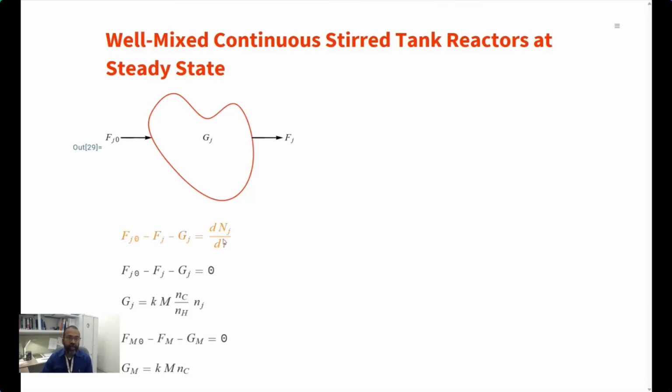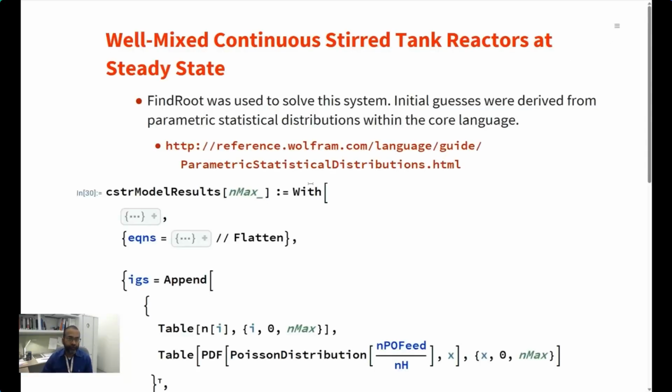Finally, we look at a continuous stirred tank reactor, but only at steady state operation. In this case, the accumulation term is set to 0, and then the system reduces to algebraic equations, and the paclet cannot be used for this specific configuration. So I hard-coded all the equations into the model, which I will show you in the next slide. And FindRoot is now used to solve the system, where the initial guesses were derived from these built-in statistical distributions in the core language.